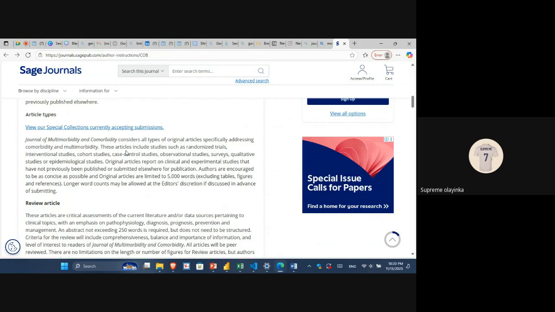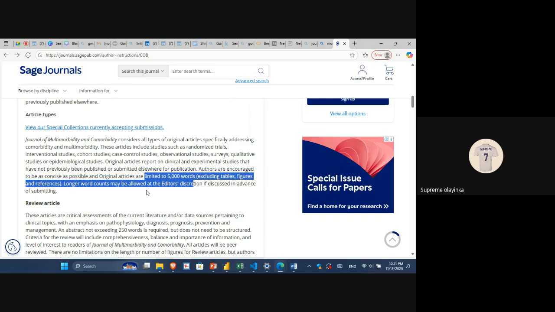Okay, from this, I'm seeing that it will be original research. We have randomized trials, we have interventional study, we have cross-sectional study, we have case control, we have observational, we have survey, we have qualitative study. So it's looking like the original article. We have original article here and experimental study. Okay, you can see they are limited to 5,000 words, excluding tables, figures, and references.